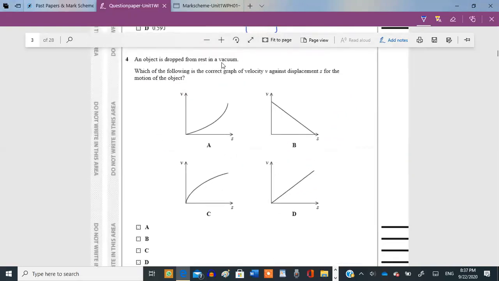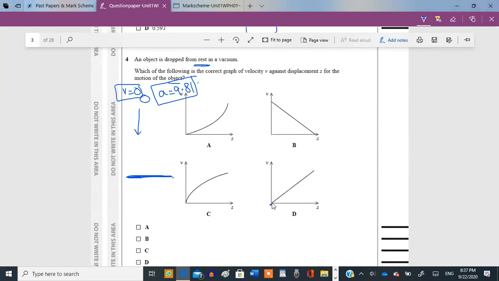Question 4. An object is dropped from rest in vacuum. Which of the following is a correct graph of the velocity against displacement as per the motion of the object? Object is dropped from a certain height, and it's dropped in vacuum, so this means no air resistance. If no air resistance is there, acceleration is going to stay constant at 9.81. Initially the velocity of the ball was 0 because it is dropped from rest.